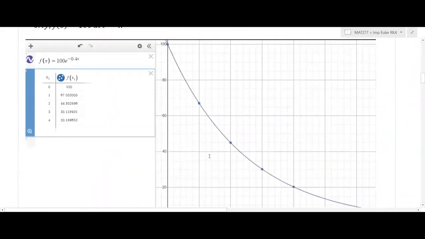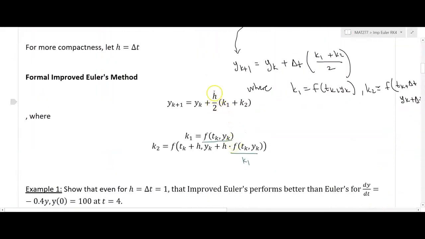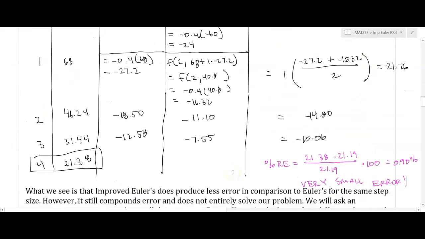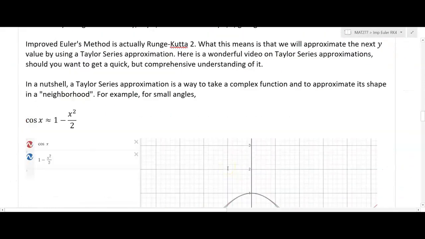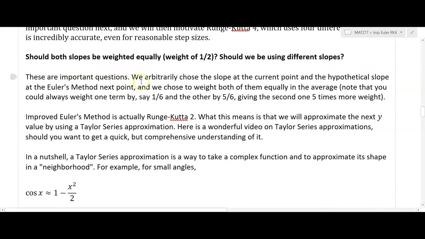Now the reason that we say weighted with 1/2 is because here if you distribute the 1/2 in, K1 and K2 will both get weights of 1/2. We call those weights. Now we arbitrarily chose the slope at the current point and the hypothetical slope at the Euler's method next point, and we chose to weight both of them equally in the average.